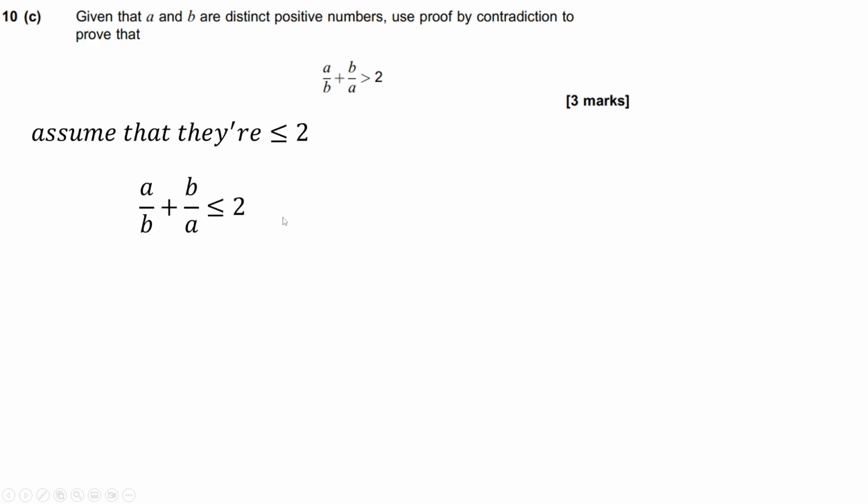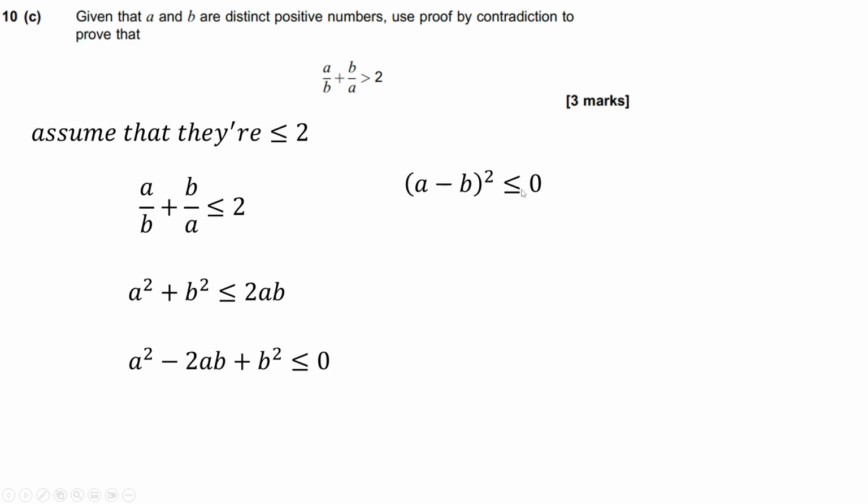So we've got this is less than or equal to 2. I'm going to multiply by a on both sides, multiply by b on both sides to get a squared plus b squared is less than or equal to 2ab. Take away 2ab from both sides. This factorizes perfectly into a minus b all squared is less than or equal to 0.